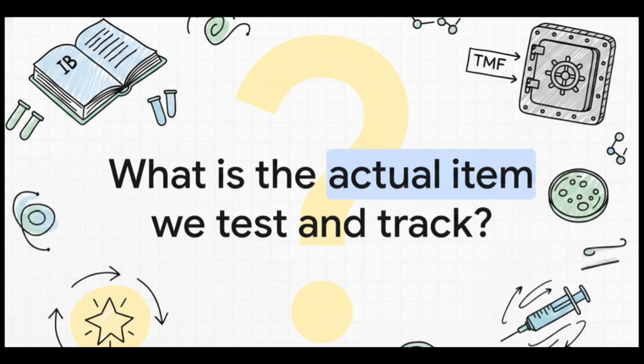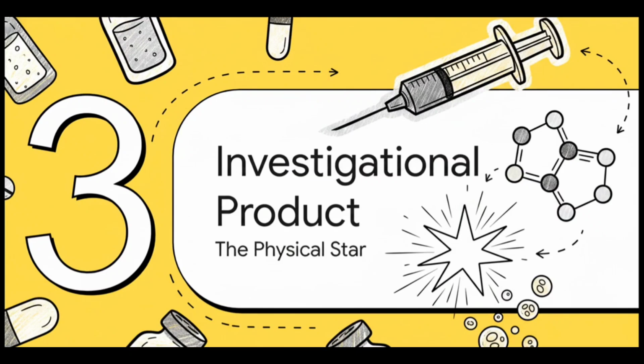Right. So we've got our encyclopedia in the IB and our secure vault in the TMF. But what exactly is the actual physical item we are testing and tracking so rigorously? What's the real star of the show here? That brings us to Section 3, the Investigational Product. Welcome to the third pillar, the tangible core of the entire clinical endeavor.